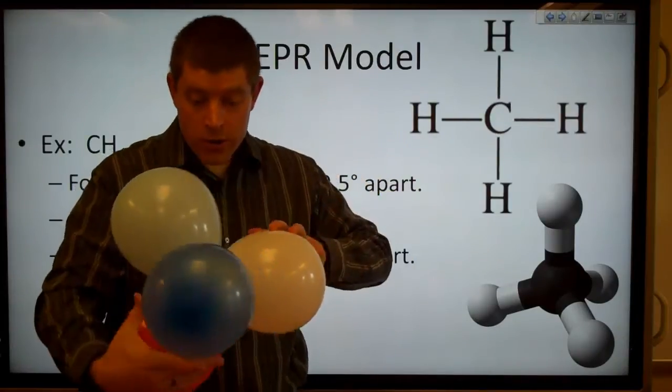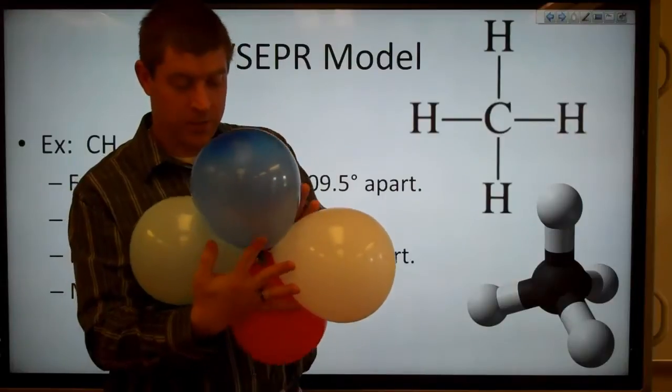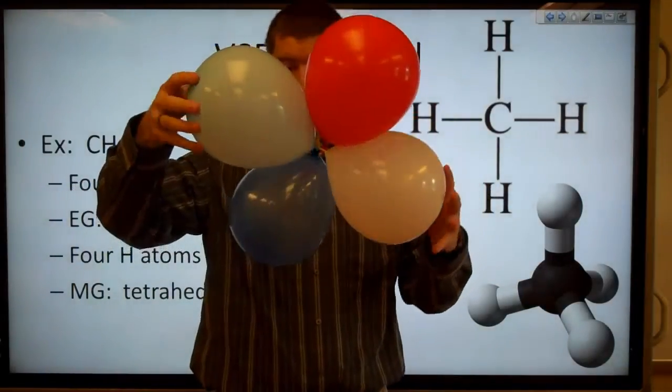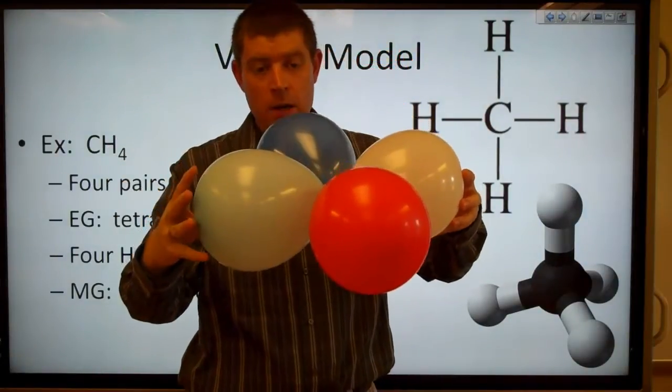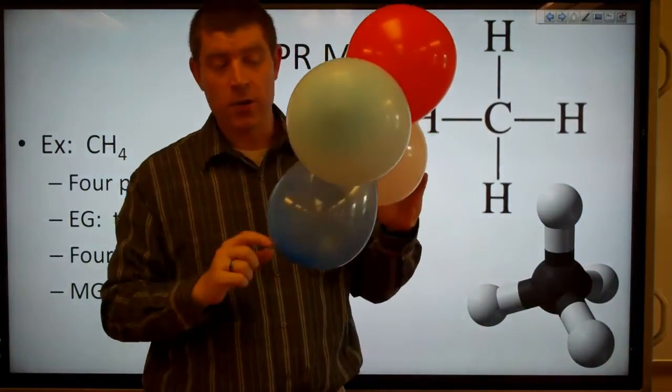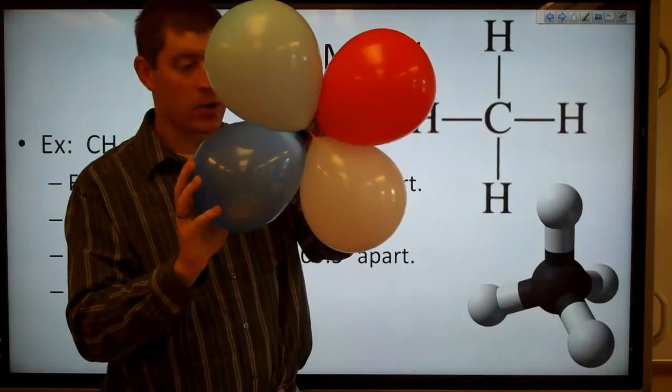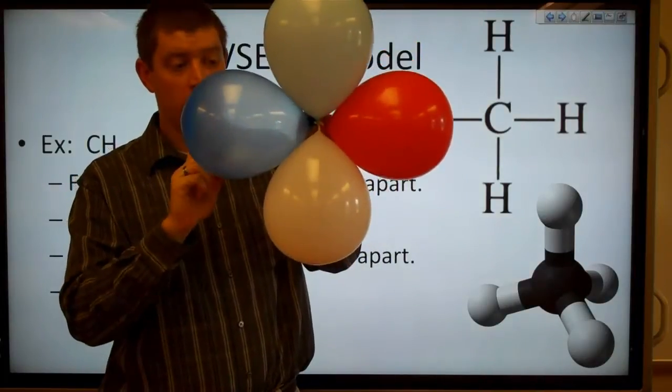Now, we could try to get these all planar so that it's a structure that looks something like this. But now we have 90-degree angles between all of these. We can get those farther apart. We can get them farther apart by giving them a little bit of energy.